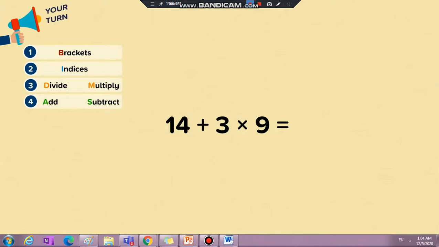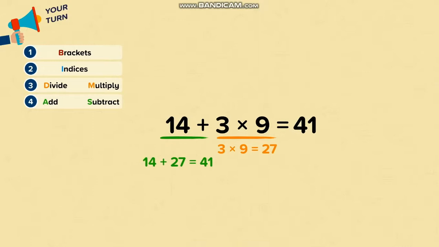Now it's your turn. First, remember to identify the operations. So there's multiplication and addition. Then we check the order of these operations in BIDMAS. First we multiply, and then we add. 3 times 9 is 27. 14 plus 27 is 41. So the answer to 14 plus 3 times 9 is 41.